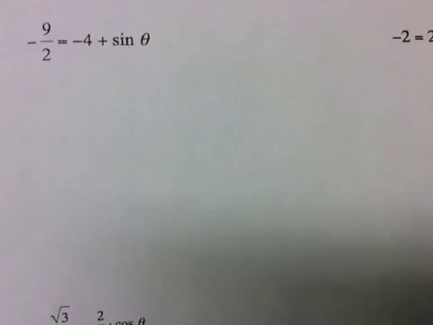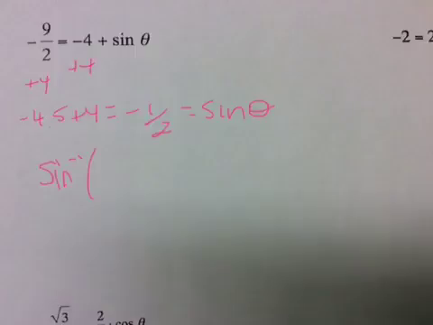All right, moving on. We've got a step outside of our sine, so we're going to add 4 to both sides. All right, now -9/2 is really -4.5. So when I go -4.5 plus 4, I'm going to get -1/2. So that's equal to my sine. So I can take the inverse sine of that. So the inverse sine of -1/2, and let's throw it in the calculator because I am feeling lazy, is -30.